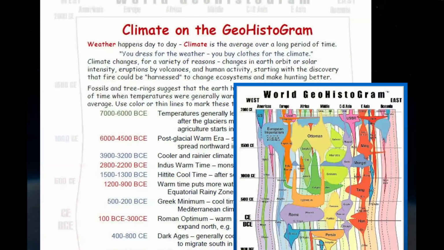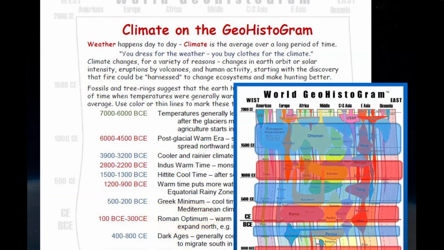If you want a way to put this together, again, go to the website, find the World Geohistogram, and there is an activity where you basically would take the warm period and just color it pink for warm. And the cold periods you could color blue, and you can see all the places where it was the cold temperatures that allowed the Ottoman Empire to flourish, that big yellow blob up in the northern part of there. It was the warm time that allowed Rome to be so proud, and so on.